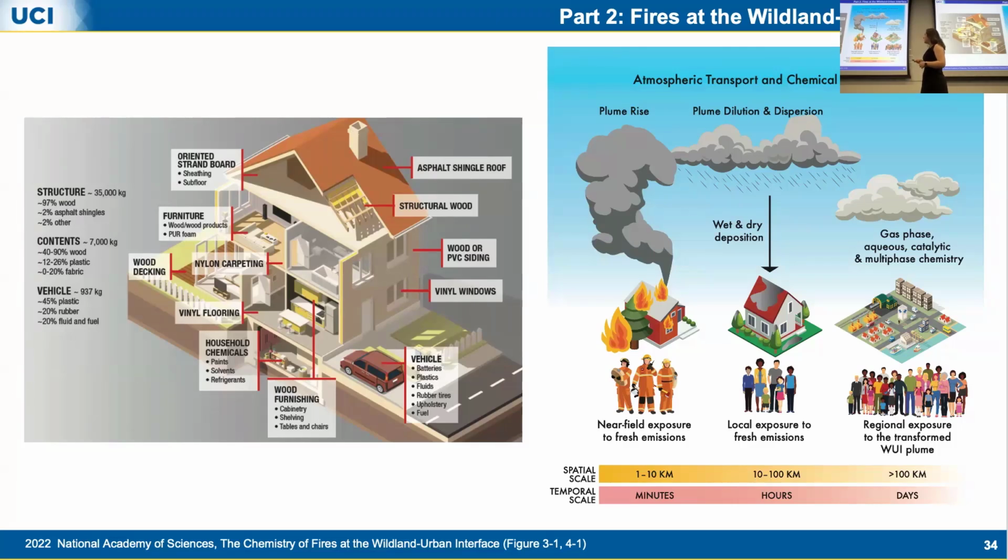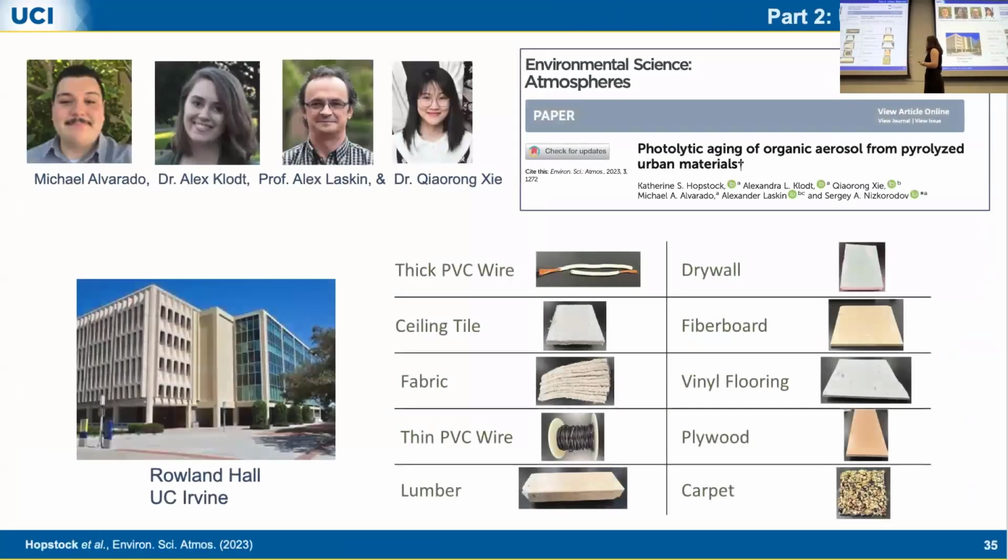And then for contents, this is much more variable. So this is based off of personal preference. Some people have a lot of wood in their house. Some people have a lot of plastic. And other people have more or less fabric than others. And so we were looking to conduct a pilot study on this. It hadn't ever been done before. We wanted to burn a wide range of materials that are commonly found in urban structures.